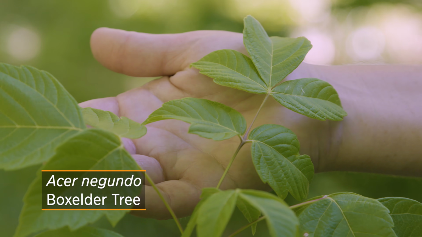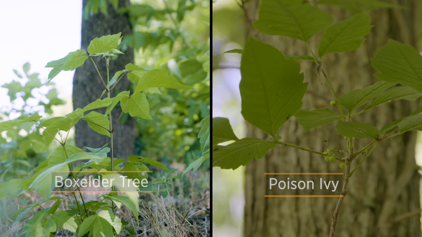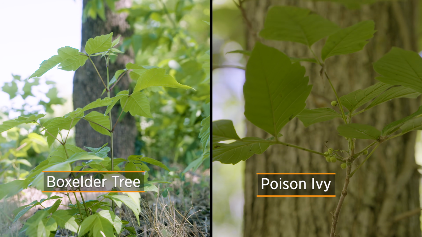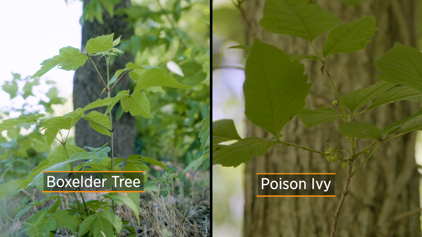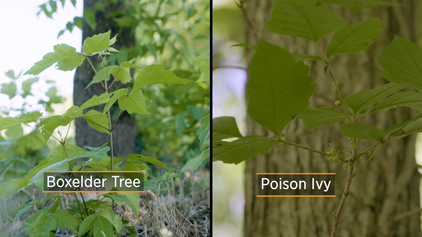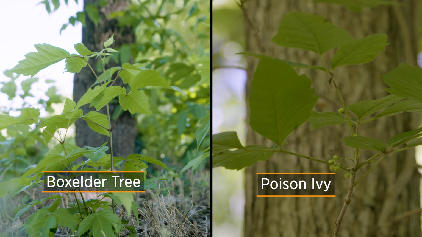Until it gets a little bit mature and develops those 5 leaflets, you're going to see these 3 leaflets and you might think that it's poison ivy. So while the leaves can be highly variable between the box elder and the poison ivy, and they can somewhat look similar, one of the best ways to tell the difference between those two is the actual stem arrangement.